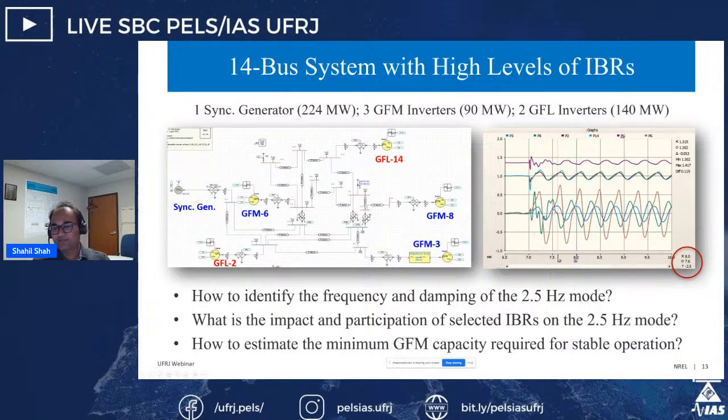It's not like some inverters are oscillating in phase and others are out of phase, oscillating against one another. The phase is all over the place, right? So this is indeed a very complex oscillation mode.